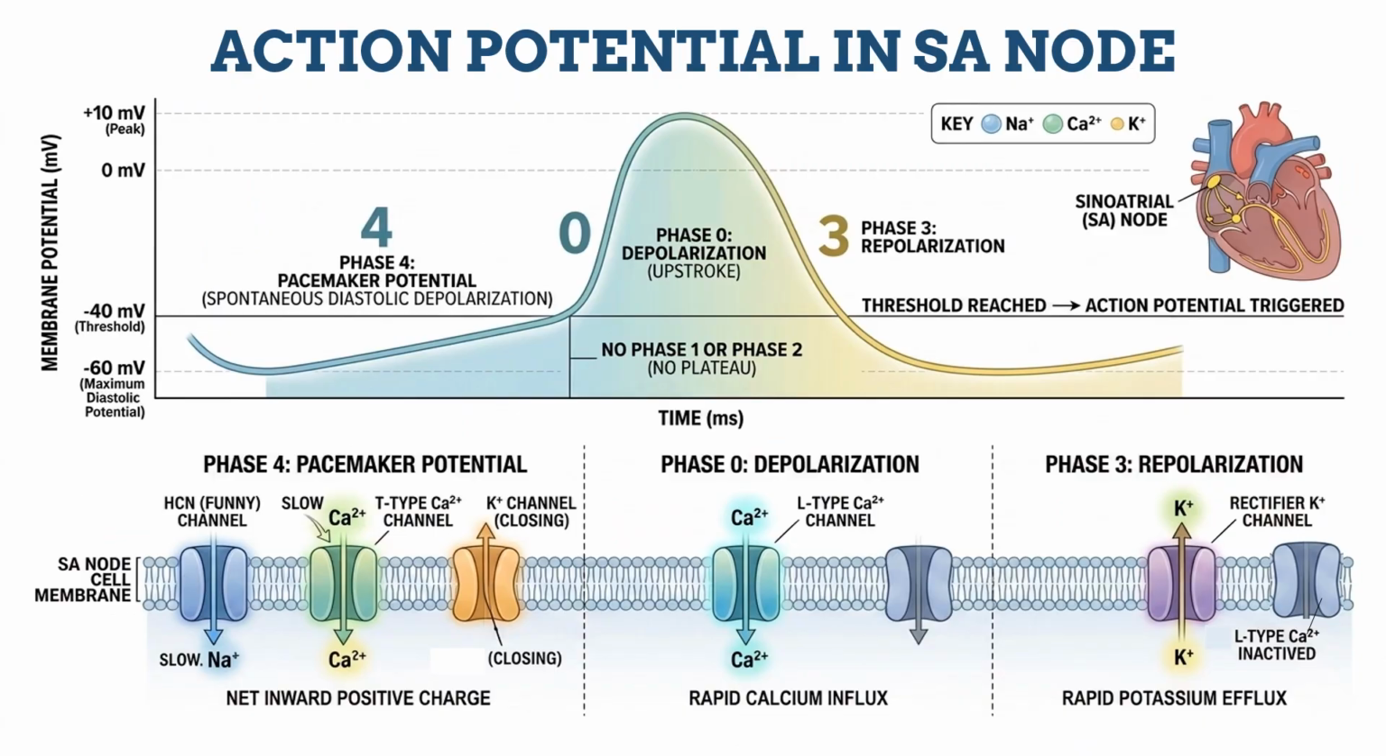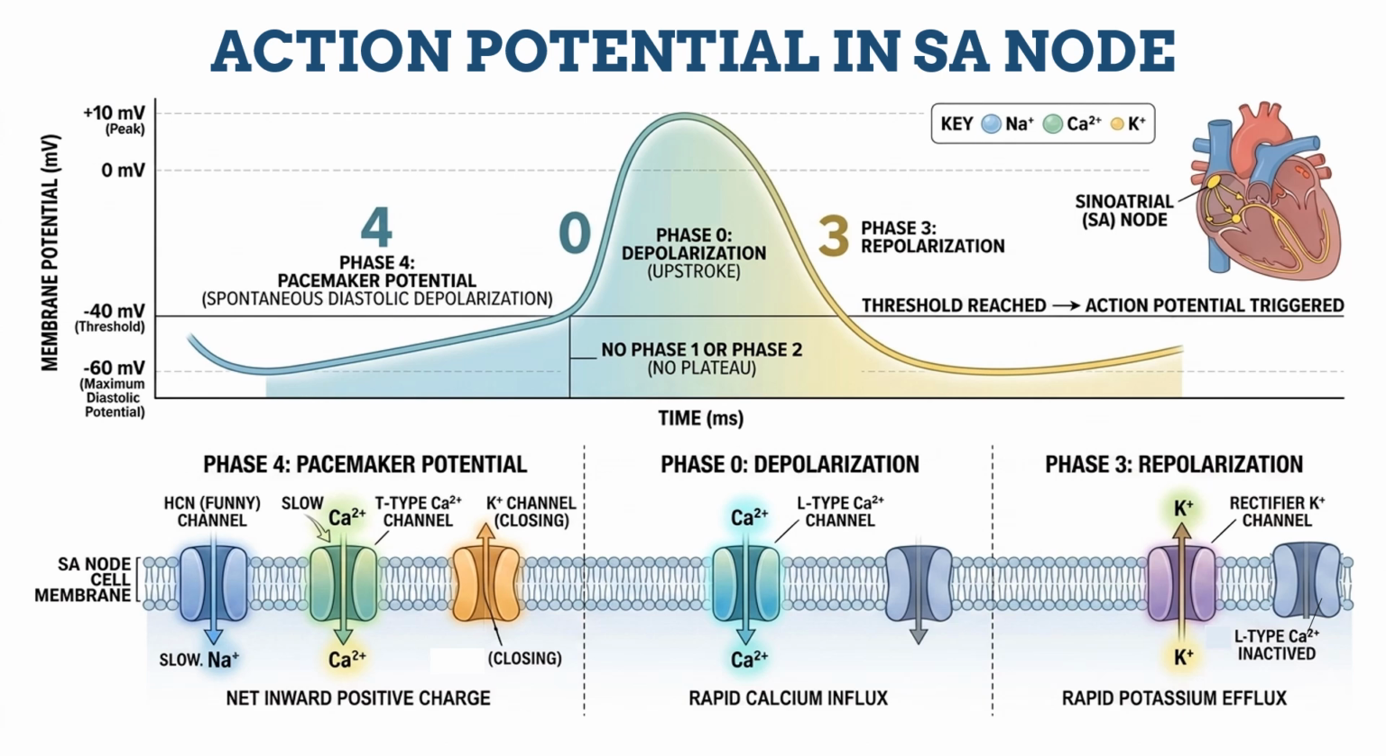The sinoatrial node is the natural pacemaker of the heart, firing at a rate of 60 to 100 beats per minute. Unlike regular heart muscle, the sinoatrial node does not have a stable resting potential, which allows it to fire spontaneously. This automatic activity is driven by the rhythmic opening and closing of specific ion channels across 3 distinct phases.